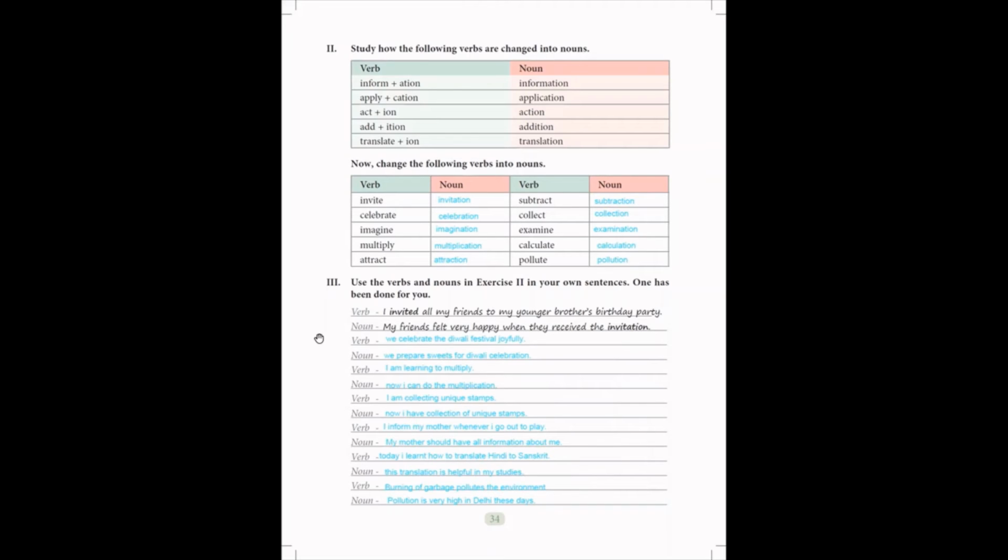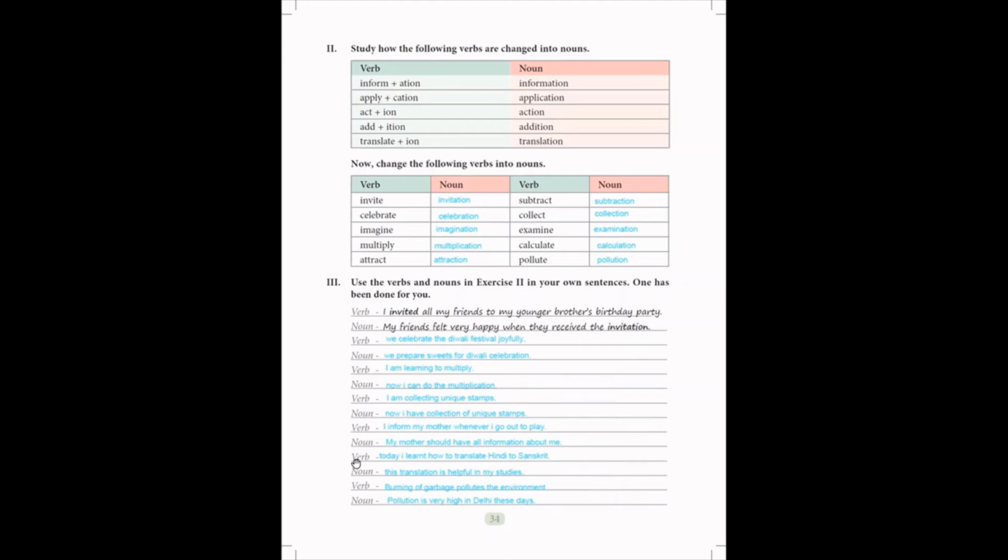Okay, next verb is, I am learning to multiply. Here the verb is multiply. Now use multiplication in the next sentence. Now I can do the multiplication. Okay, next verb is, I am collecting unique stamps. Okay, noun. Now I have a collection of unique stamps. Okay, collecting and collection. Next, I inform my mother whenever I go out to play. Noun is, my mother should have all information about me.